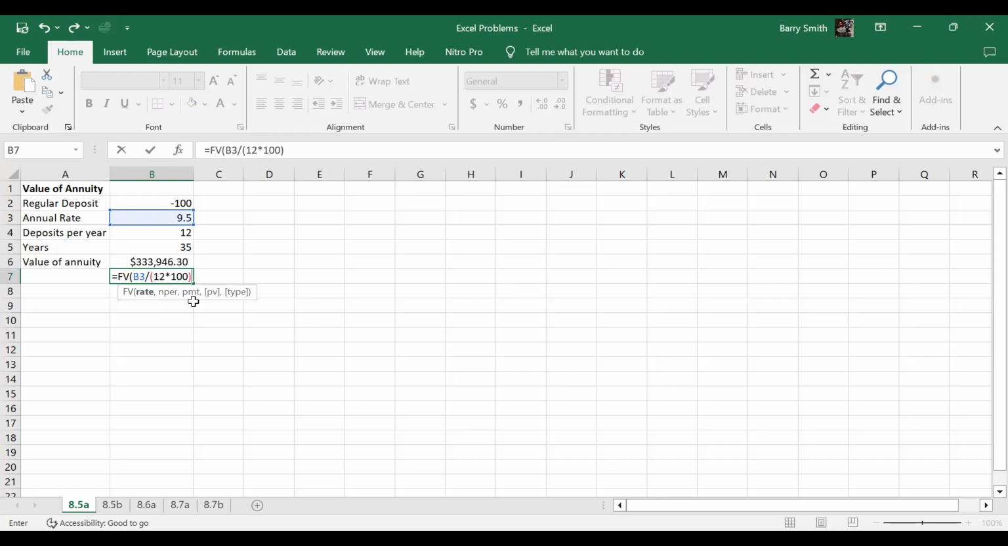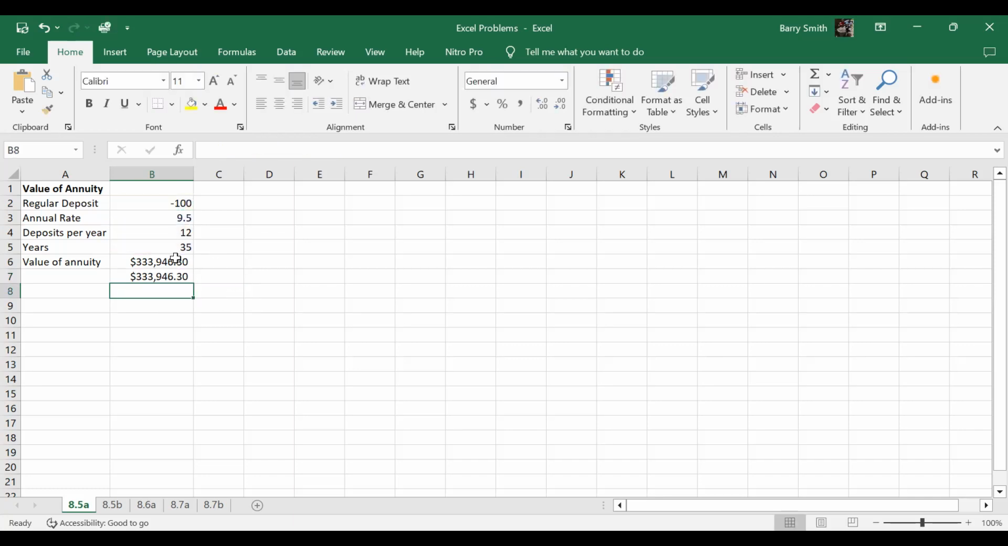Then parenthesis. Now, NPER, the number of times. Well, that's going to be the number of times we're doing it, so it's going to be this number times this number. That's going to be our 420, or if we just multiply it out, we can use this for anything. Then our deposit is this number, and that's how much payment we have. Present value we are not going to worry about, and the type we're not going to worry about. Then we hit parenthesis, and hopefully we get the same thing.